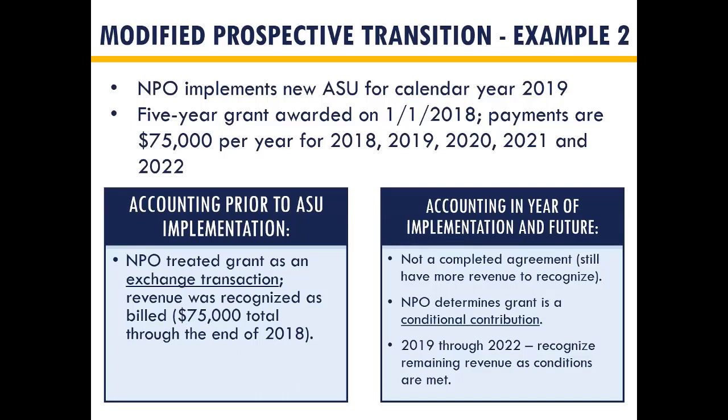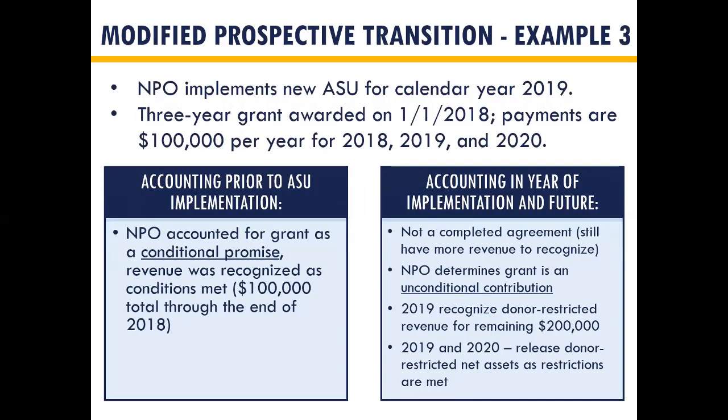And in further determination, after looking through the agreement, the nonprofit determines that there actually is a right of release and a barrier. So they're determining that it is a conditional contribution. So the remaining years, 2019 through 2020, they're going to recognize that remaining revenue as those conditions are met. And one final example under this transition perspective, we have the ASU being implemented again, same time frame. It's a 3-year grant. It's $100,000 per year.